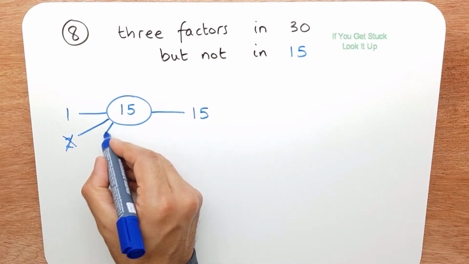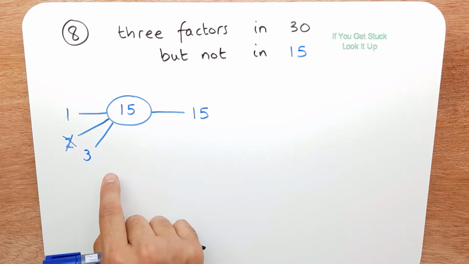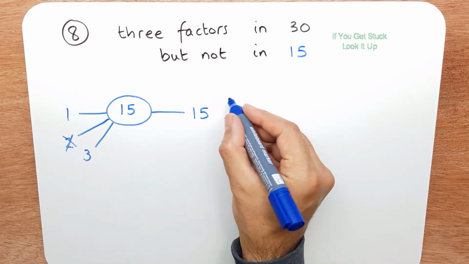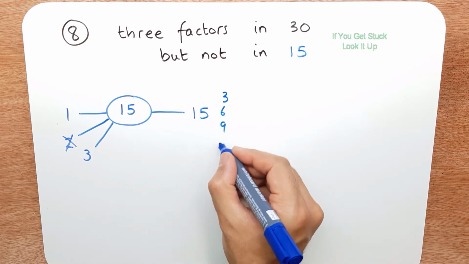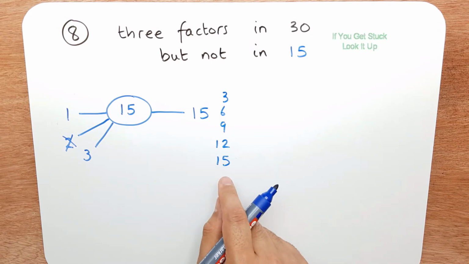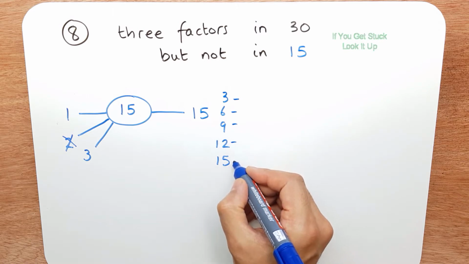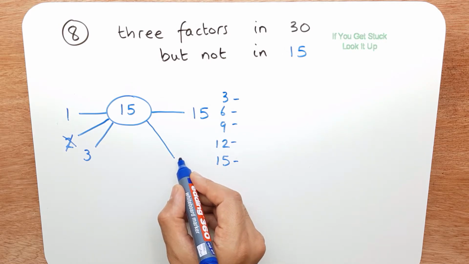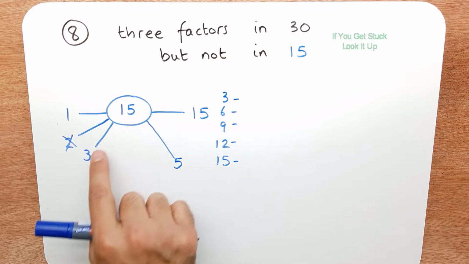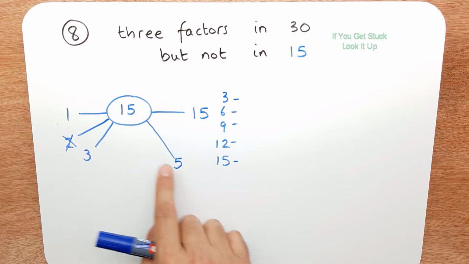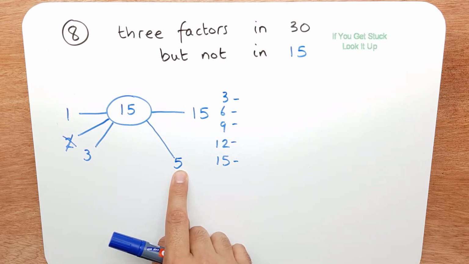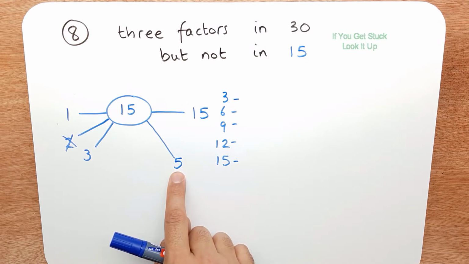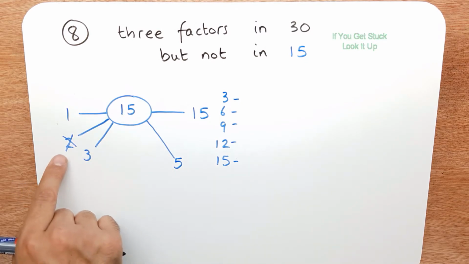Now I'll try 3. And this is where your times tables are important. So how many 3s are there in 15? So let's have a look. 3, 6, 9, 12, 15. 1, 2, 3, 4, 5. So how many 3s are there in 15? And what I do is on the other side, I put that number 5. So 15 divided by 3 is 5. 15 divided by 5 is 3. And finally, 3 times 5 is 15. So as before, what I'm going to do is I'm going to remove this.